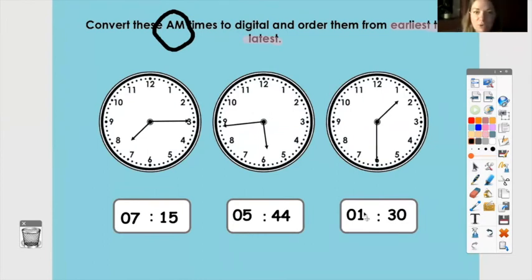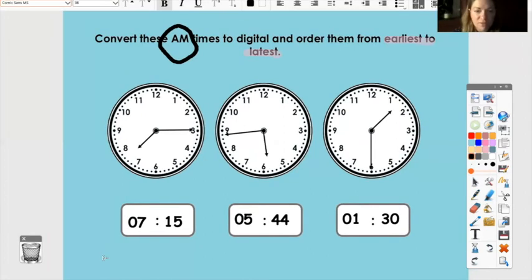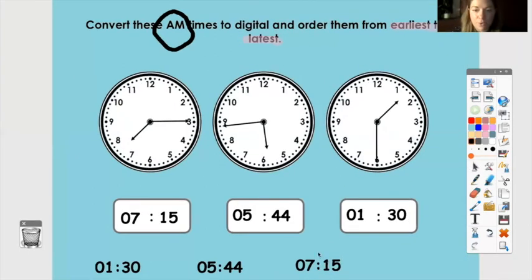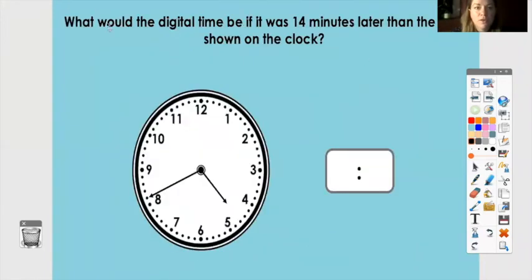Okay, so from earliest to latest, well, actually, we would tend to say usually that 01:30 was very late at night. But actually, once we get to midnight, it is the beginning of a new day. So it's actually incredibly early in the morning. So although we tend to think of it as the night, 01:30 is actually earliest in the morning. Then 05:44 is the next earliest. They're all pretty early for me, to be honest. And 07:15, that's more my kind of time, is the latest. Brilliant, well done all.